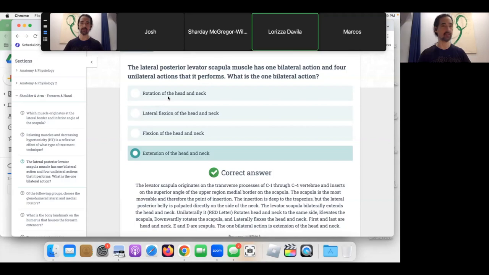Does it rotate the head and neck? Does that look bilateral to you? Is it lateral flexion of the head and neck? Does that look bilateral? Is it flexion of the head and neck? Ooh, tricky one. That's definitely bilateral. Or is it extension of the head and neck?